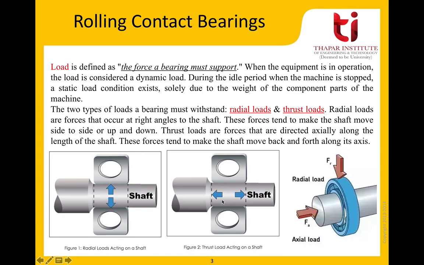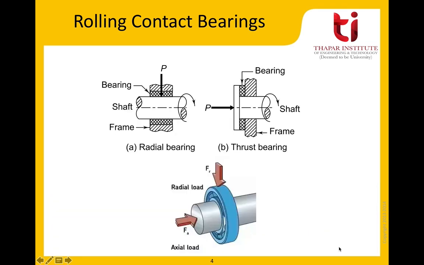As a more general depiction, you can have a look here where we have a bearing which is supporting a shaft, and there is a radial force Fr acting in this direction and an axial or a thrust force acting in this direction. Now, based on the type of loads, there are different types of bearings. A bearing which can support radial loads is known as a radial bearing, and a bearing which can support thrust loads is known as a thrust bearing.